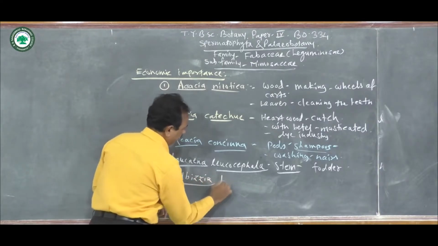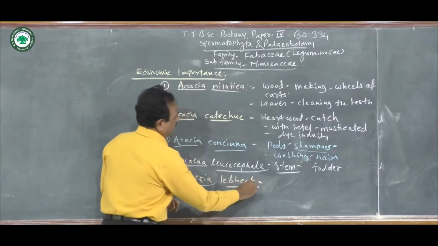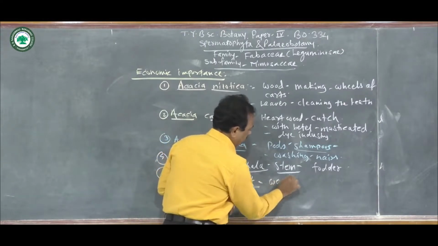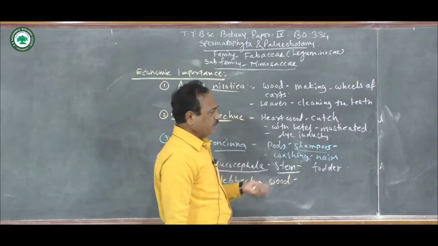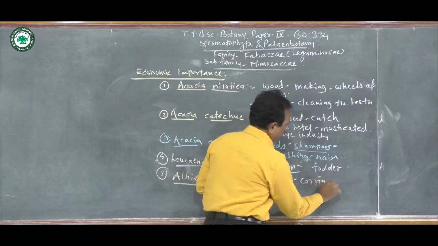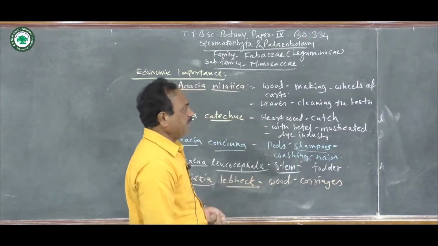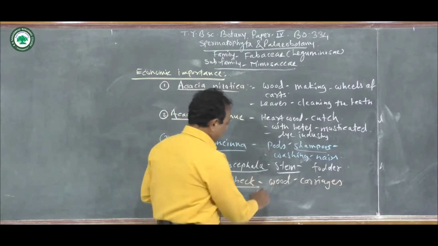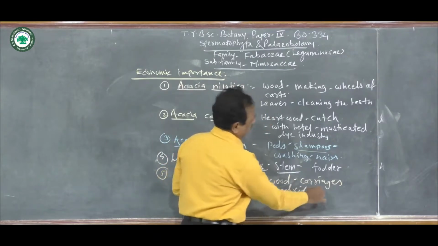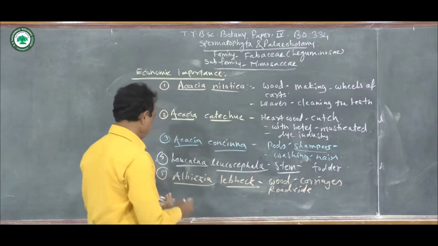Then the next is Albizia lebbeck. The wood of this plant is hard and durable, and so it is very commonly used for making railway carriages. It is also planted as a roadside plant, generally along the roadside.